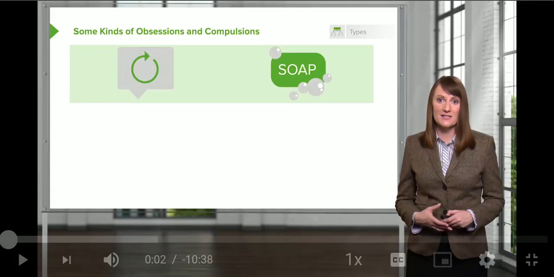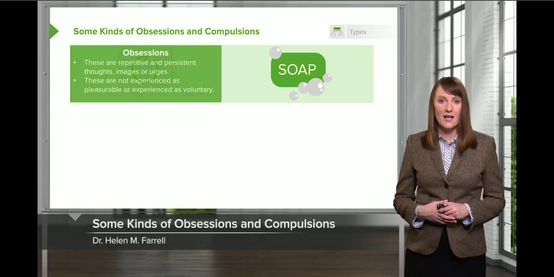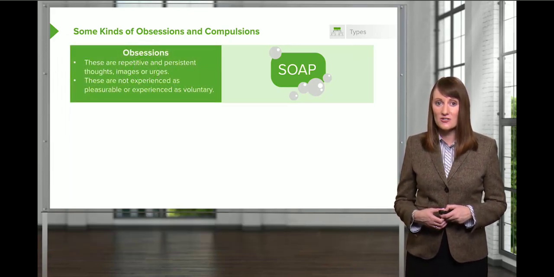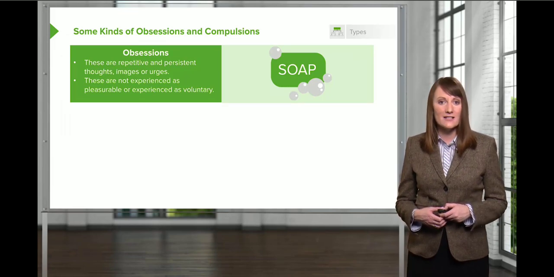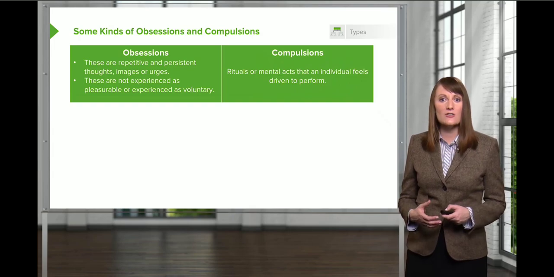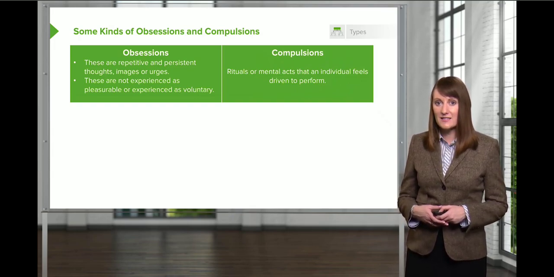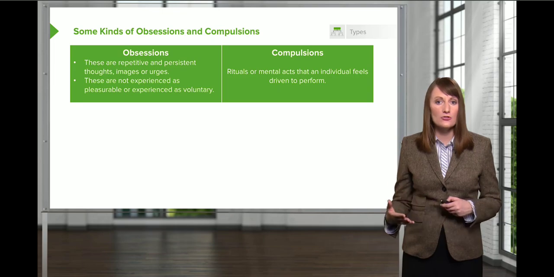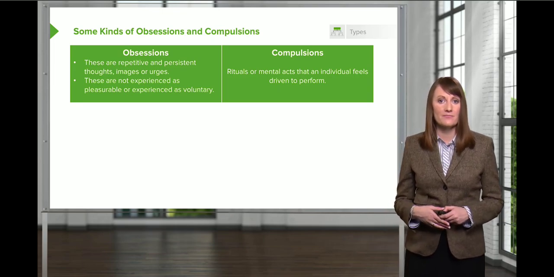There are different kinds of obsessions and compulsions. Obsessions, again, are repetitive and persistent thoughts, images, or urges, and these are not experienced as pleasurable at all. Compulsions are rituals or mental acts that an individual feels driven to perform in an effort to neutralize their thoughts.